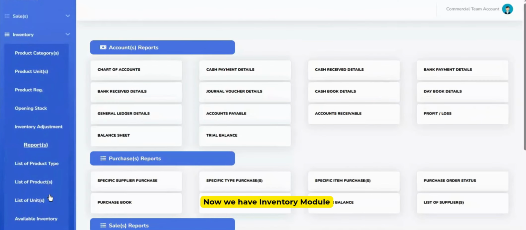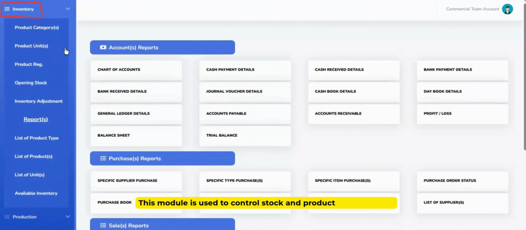Now we have the Inventory module. This module is used to control stock and product management. It includes forms such as product categories, product units, product registration, opening stock, and inventory adjustment. It helps maintain product records, stock quantities, units, and stock opening balances.